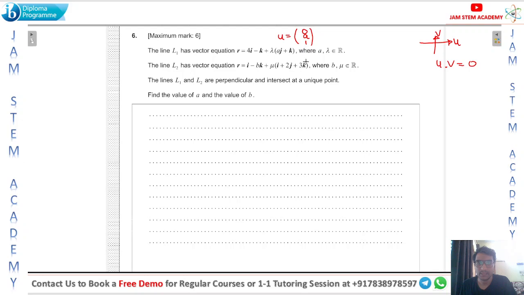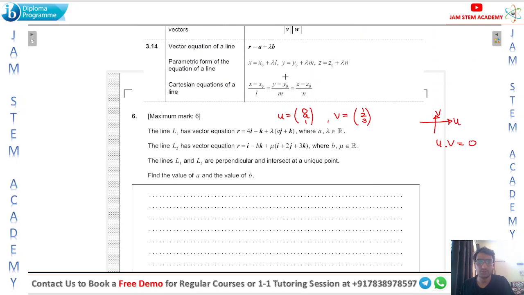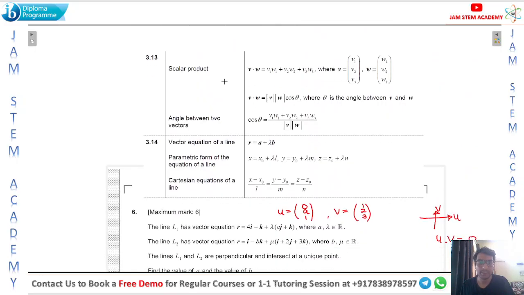This is the u vector. Now for the second line, we have the v vector, which is the direction vector 1, 2 and 3. As I said, the dot product must be 0. You can also go through your formula booklet. Here, the scalar product of two vectors v and w is given by v1 w1 plus v2 w2 plus v3 w3.